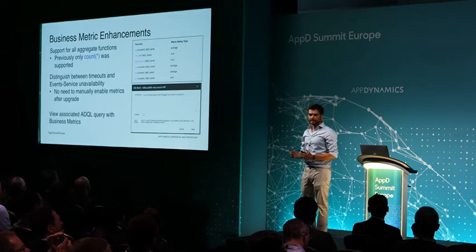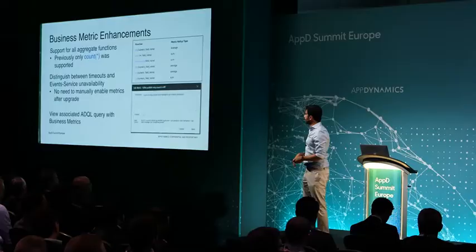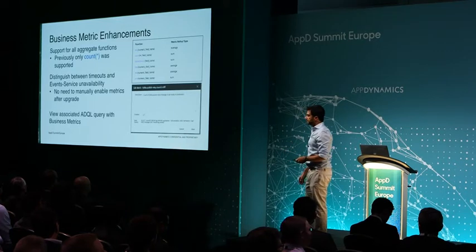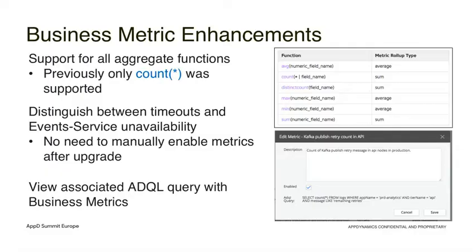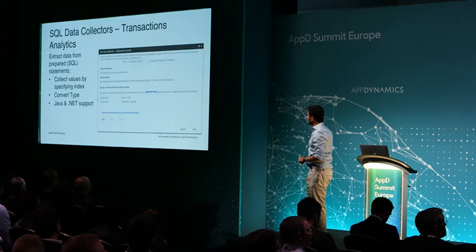We've also made the system more intelligent. So if you're upgrading your event service or if you're upgrading the SaaS environments, it would not disable those metrics by default, thinking that the query can't reach the event service. It now knows to distinguish between timeouts and unavailability. And so when the event service or the environment comes back online, the metrics get enabled again and you would not miss any data. Lastly, this was just a small UX limitation. We added the ability for the customers to view the queries after the creation of business metrics. This was missing, and we just needed to do that.